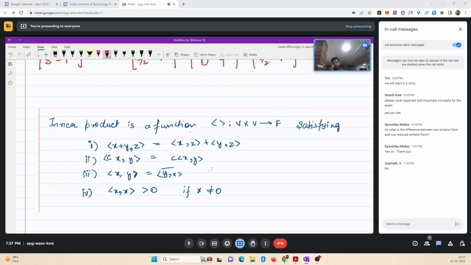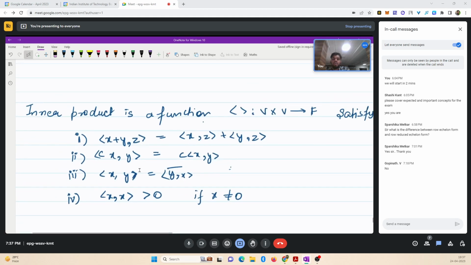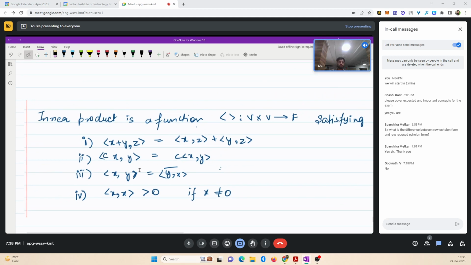With this, we come to probably the last topic that I'm going to cover today. It is something called the inner product between two vectors. So what is inner product? Inner product is a generalization of the dot product that we do in Rn.